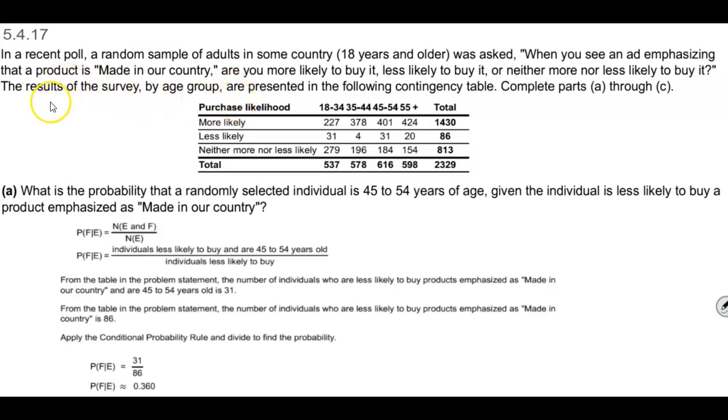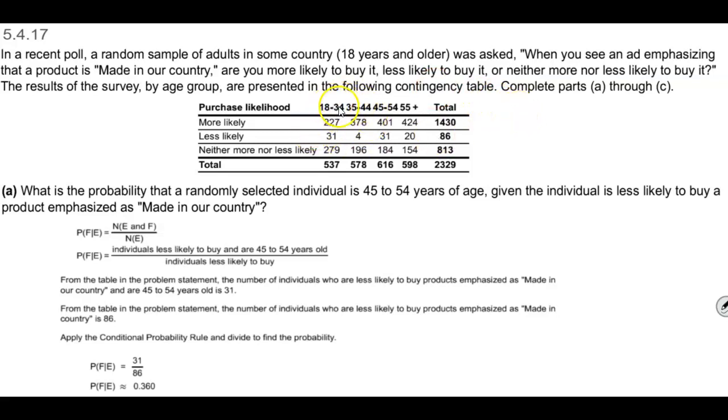In section 5.4.17, the question states that in a recent poll, a randomly sampled group of adults in some country, 18 years and older, were asked, when you see an ad emphasizing that a product is made in our country, are you more likely to buy it, less likely to buy it, or neither more nor less likely to buy it? The results of the survey by age group are presented in the following contingency table.